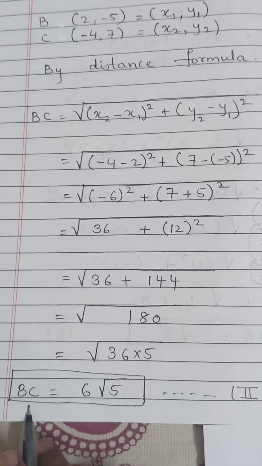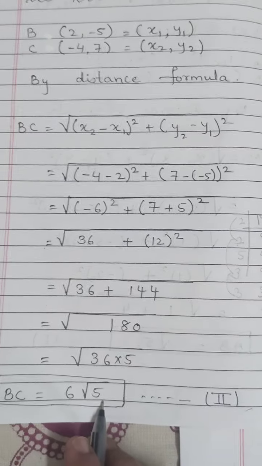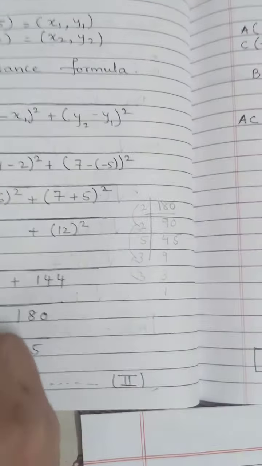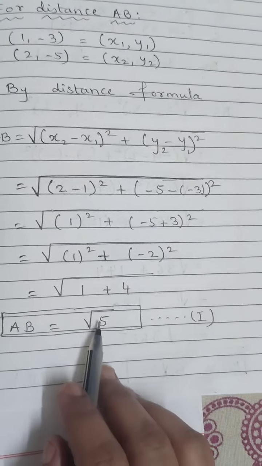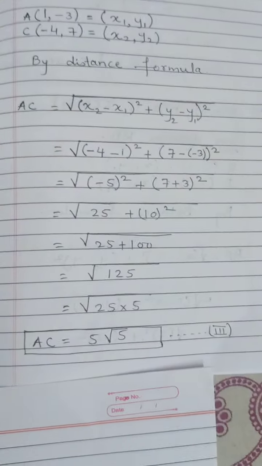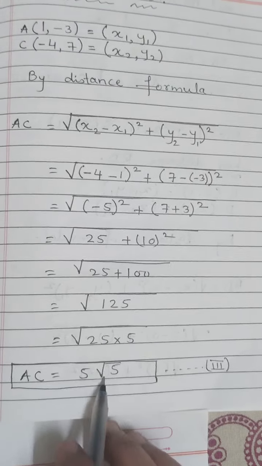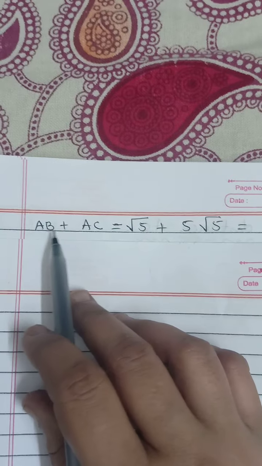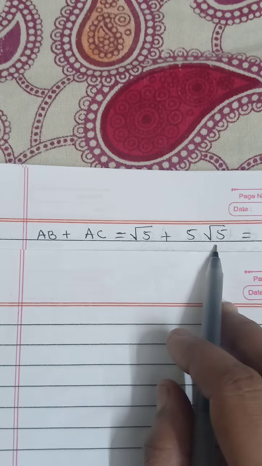So out of these three distances, if you observe carefully, BC, 6 root 5, is the greater distance. So we will not take the greater distance. What we can do is add these two smaller distances. So the first smaller distance is AB, that is root 5, and the second smaller distance is AC, that is 5 root 5. So we are going to add AB and AC. So here we have taken the addition of AB and AC. AB is root 5 and AC is 5 root 5.